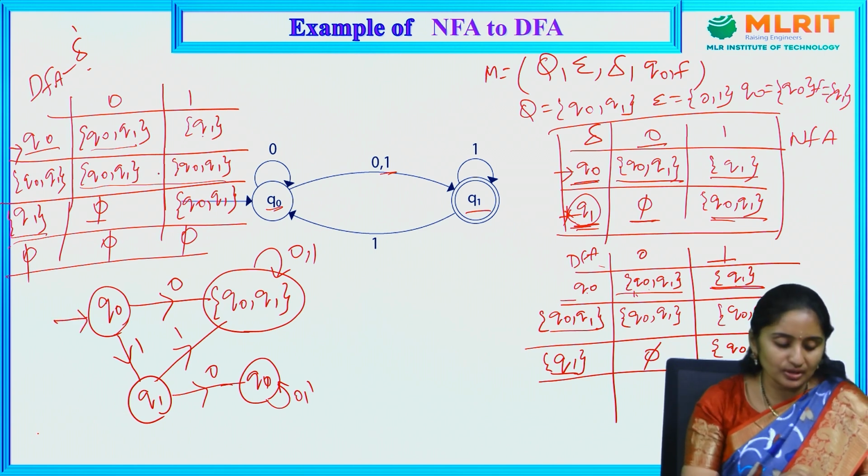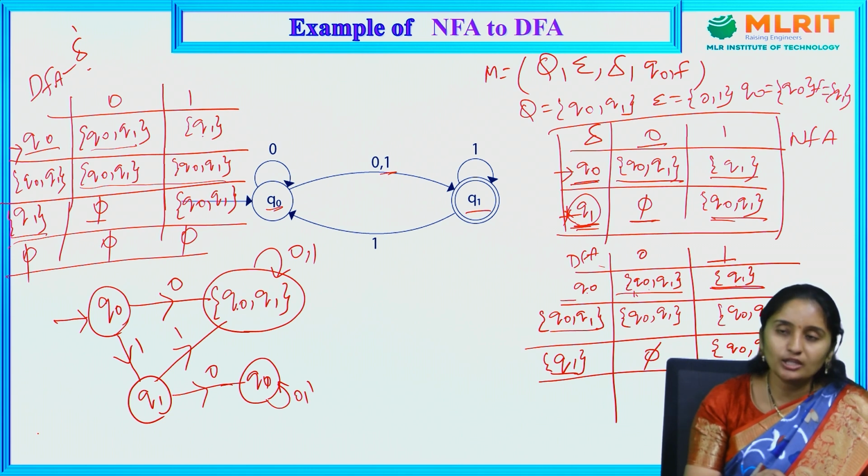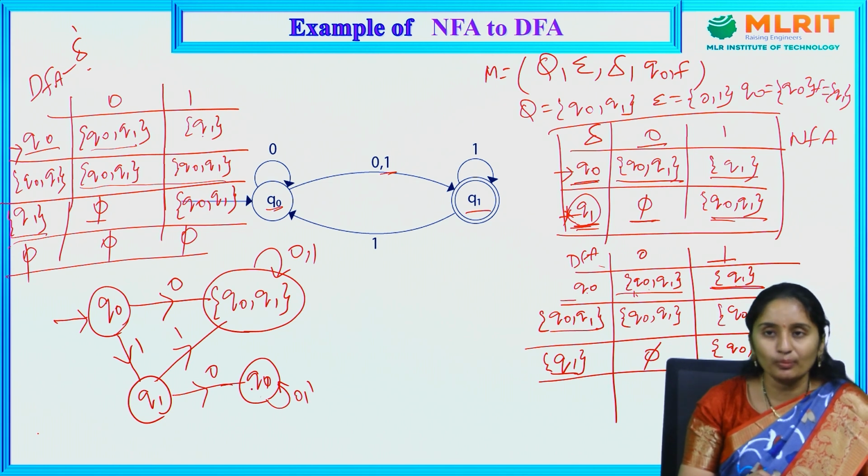I have two inputs. Q0 on 0 input is going to Q0 comma Q1, and on 1 input it is going to state Q1. So Q0 is satisfying the DFA diagram. Next, Q1 on 0 is going to Q0 comma Q1. Q1 on 1 is going to Q pi. So nothing but Q1 is also satisfied.